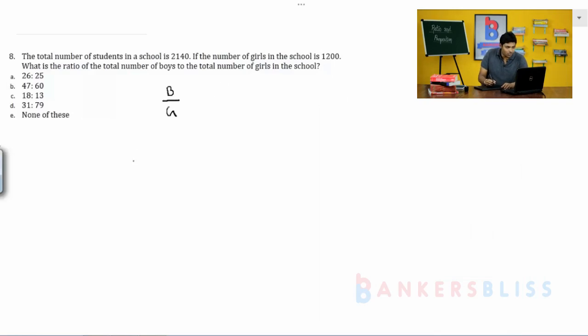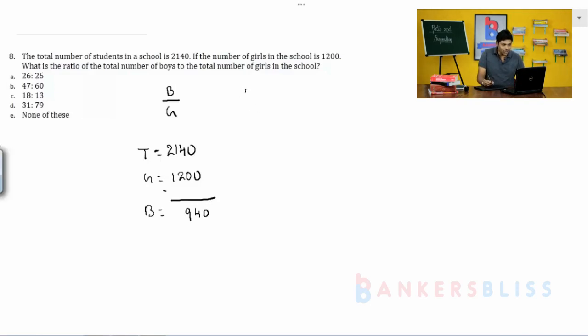So total number of students is equal to 2140 and girls 1200. So if you subtract the two, you are going to get boys. That is 40. 11 minus 2, 9. So 940 is the total number of boys.